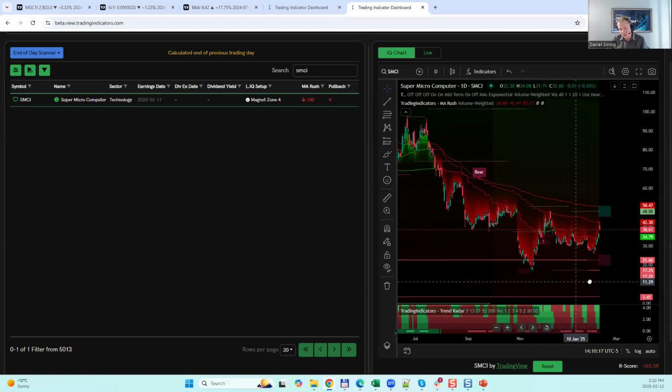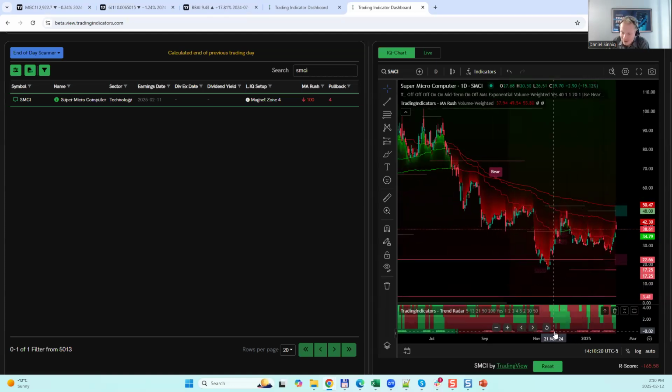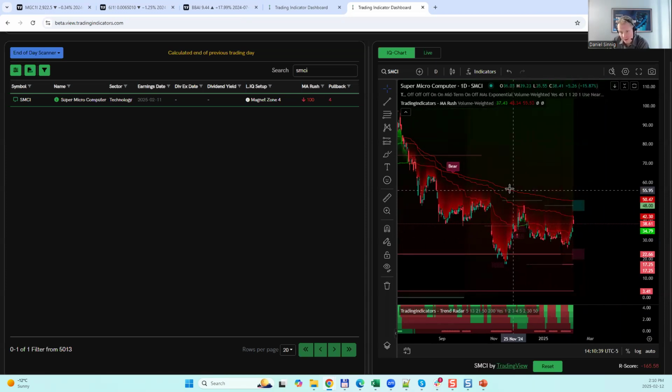Also, if you look at trend radar down here, it's pretty much the same as on the previous symbol. The long-term trend is bearish. The shorter ones, you see this green patch here, are bullish. That is a pullback, a healthy pullback, a correction within a downtrend. If you're a trend trader, this could be an interesting opportunity to enter into this short trend here, to go short Super Micro Computer. Perfect. Okay.